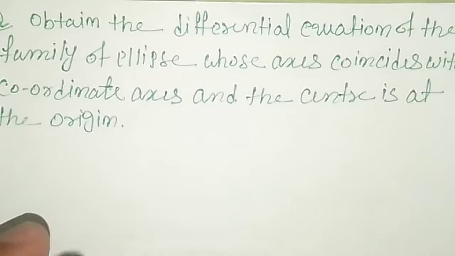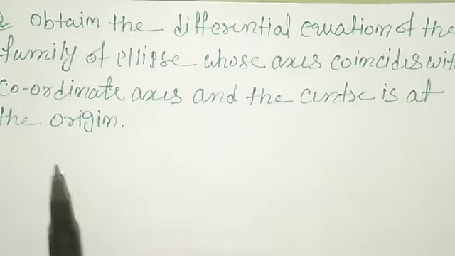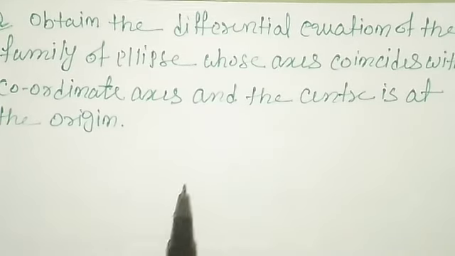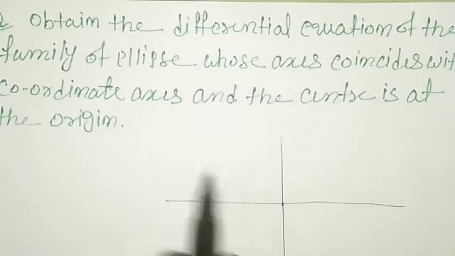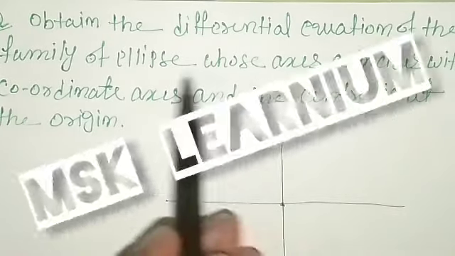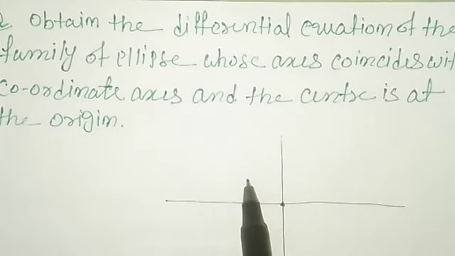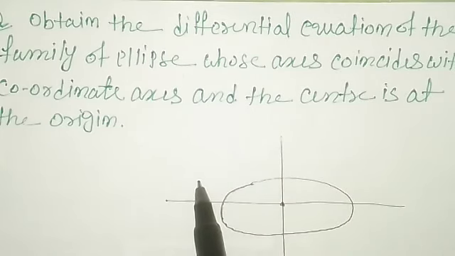So first of all we need to understand what is the equation of an ellipse whose axis coincides with the coordinate axis and the center is at the origin. Whenever we draw that ellipse, its center is at the origin. So this is the origin and here the center of the ellipse will be lying, right? And then its axes coincide with the coordinate axis.